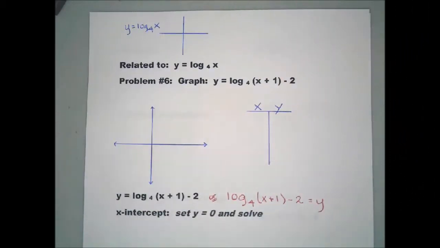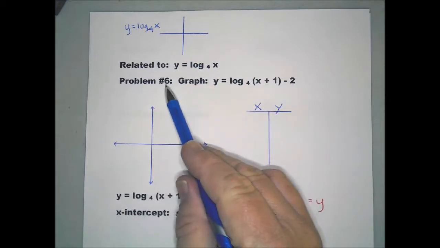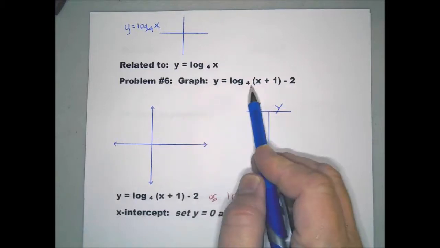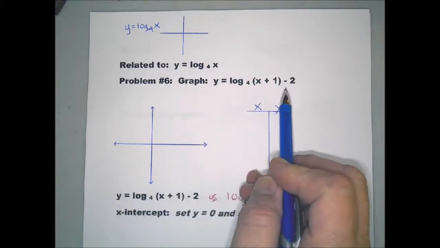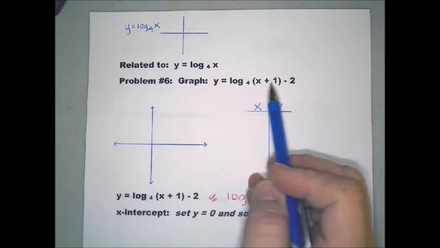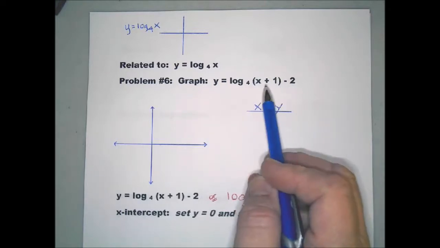The next problem I'm going to do for you is actually problem number 6. So this is a problem that's on your worksheet. y equals log base 4 of (x plus 1) minus 2. So there is a shift going on. In fact, there are 2 shifts.